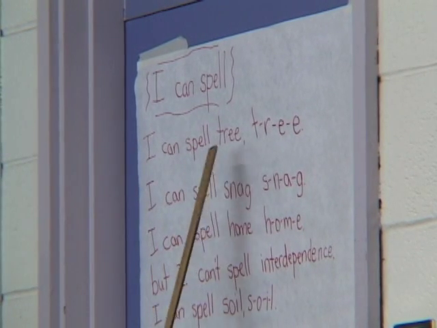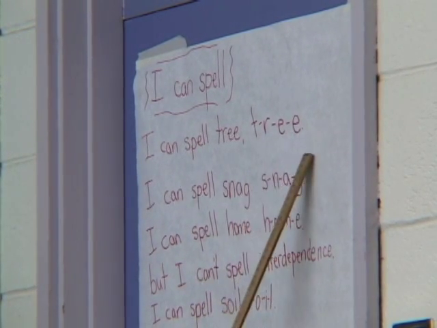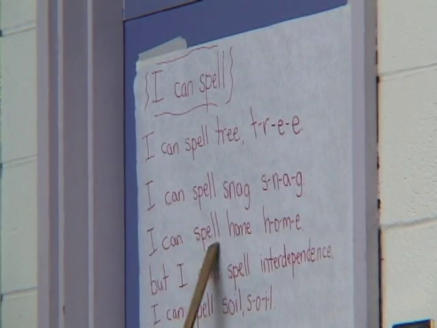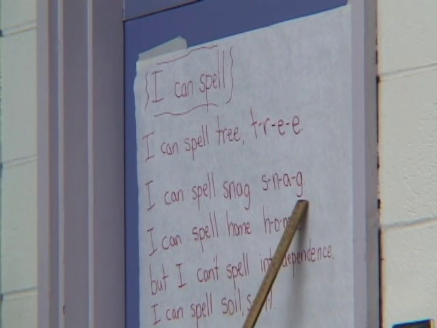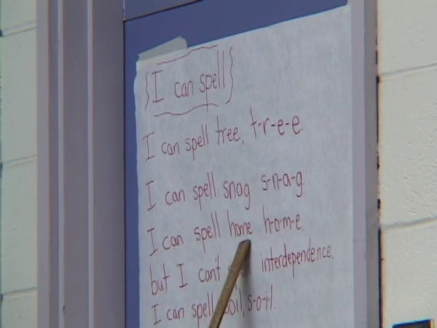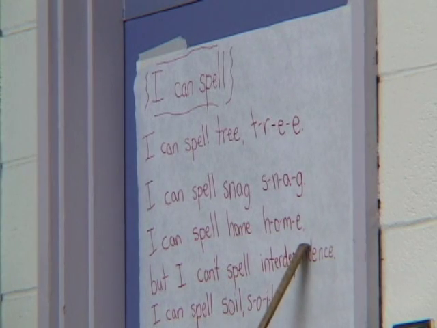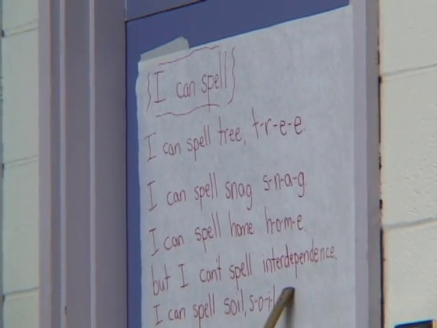I can spell tree, T-R-E-E. I can spell snag, S-N-A-G. I can spell home, H-O-M-E. But I can't spell interdependence.